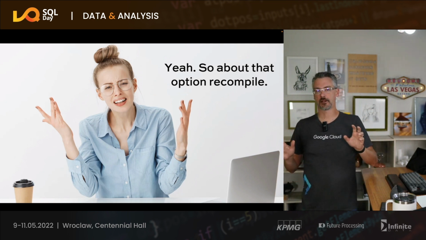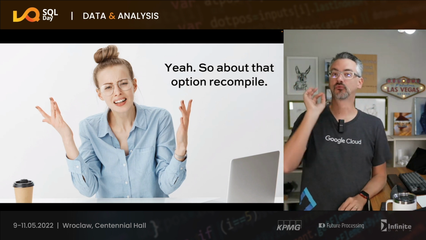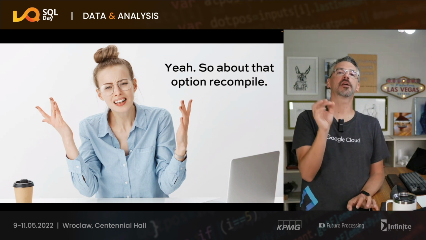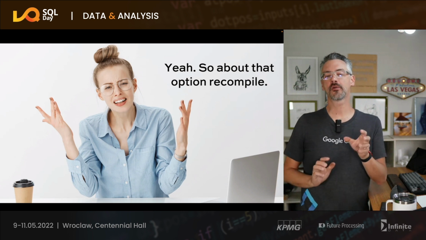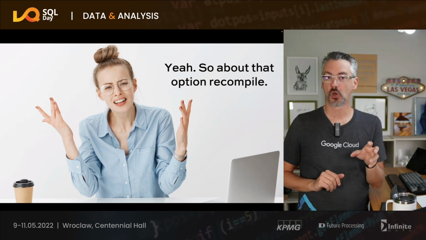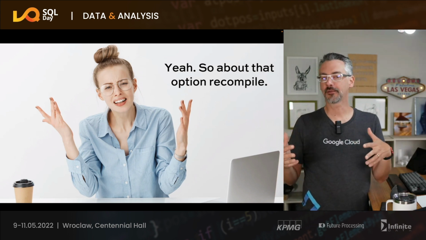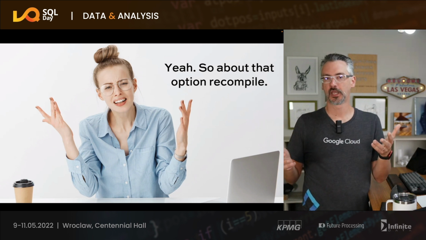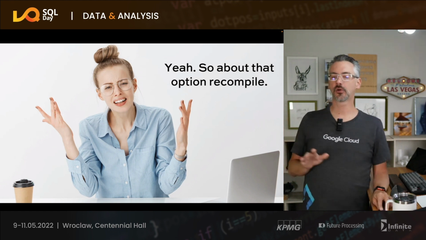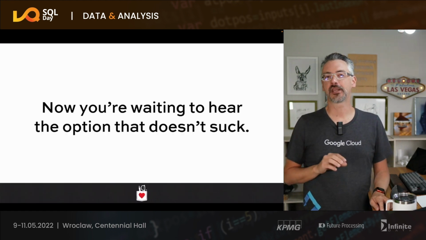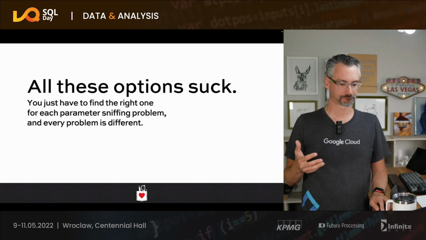I like option recompile. I like it a lot, but I want to use it only in surgical strikes where it's really important and the query doesn't run very frequently. Generally, my guidance to clients is that if a query runs once per minute or less often than that, then sure, option recompile is totally fine. But if a query runs more than once a minute, hold up. We need another way in order to solve the problem. I need a way to solve the problem that isn't going to drive my CPU to 100%.